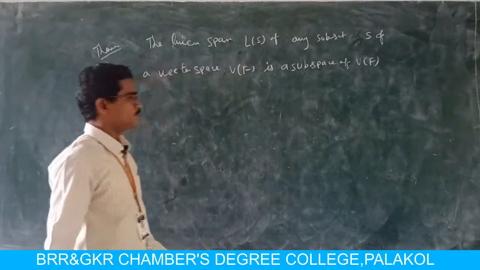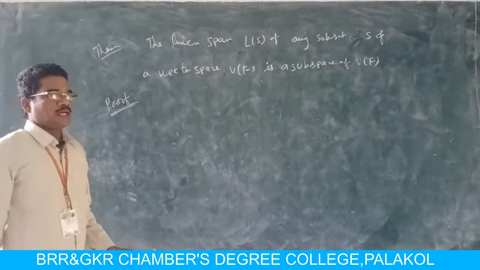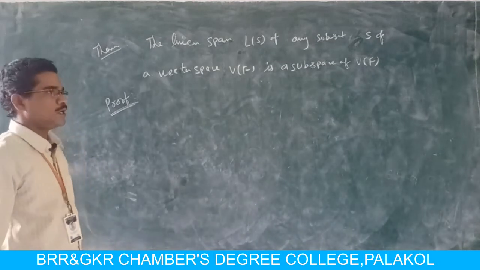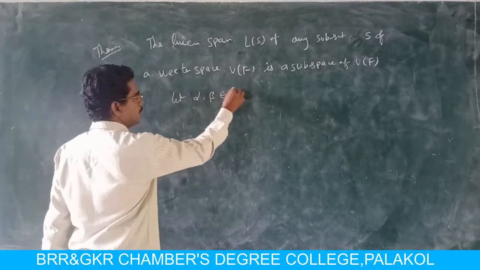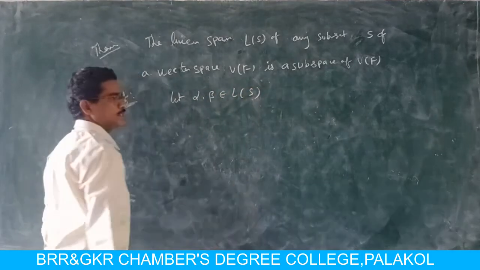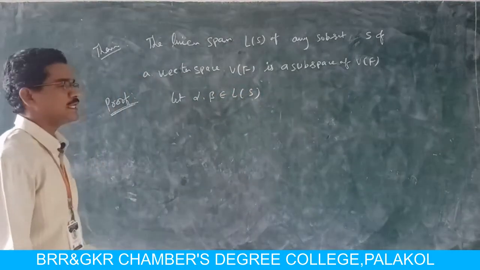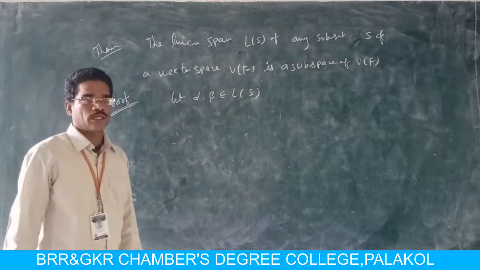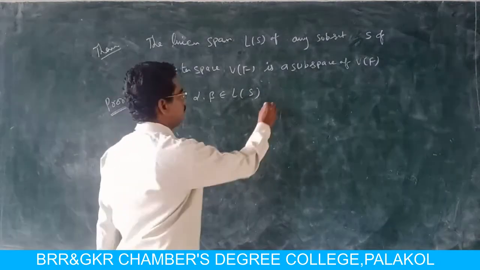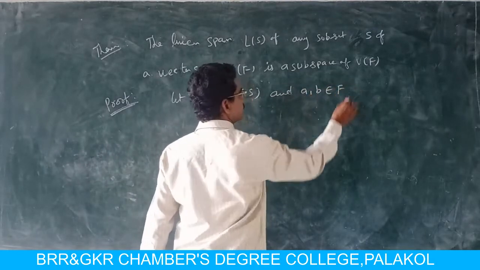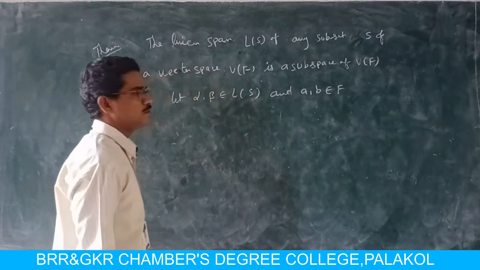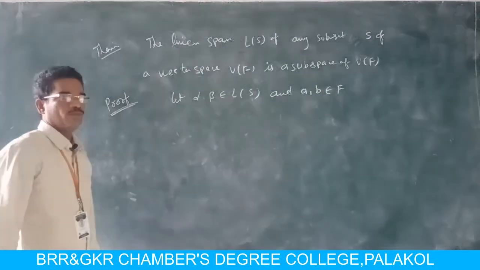Okay, proof. Let alpha, beta belong to L of S. That means they belong to the linear span L of S, and a, b belong to F, scalars a, b belong to F.